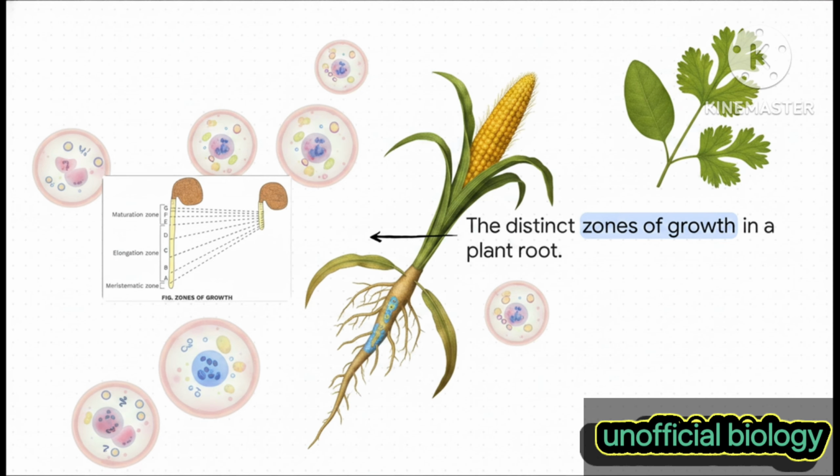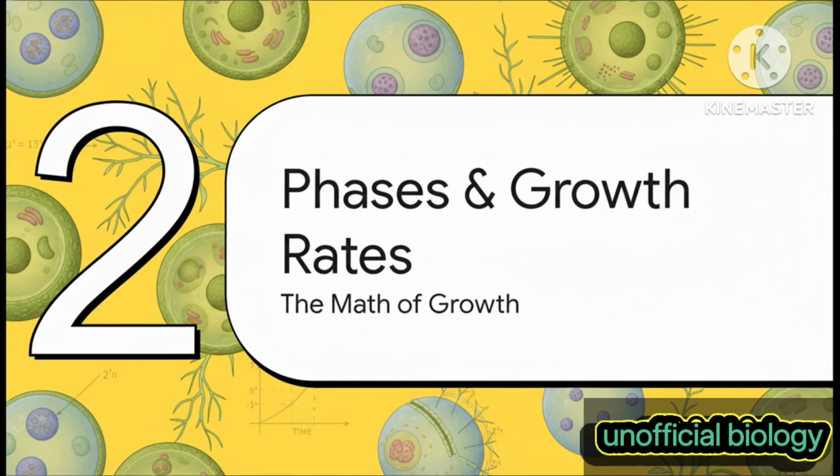Down at the very tip of the root, we have the meristematic zone. Cells here are packed with protoplasm, they have large nuclei, and they are constantly dividing. Just behind that is the elongation zone, where those cells get physically larger thanks to increased vacuolation and depositing new cell wall material. And finally, furthest from the tip is the maturation zone, where those cells reach their absolute maximum size and specialize.